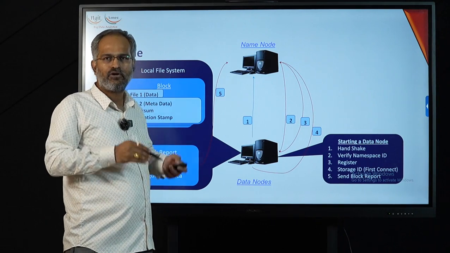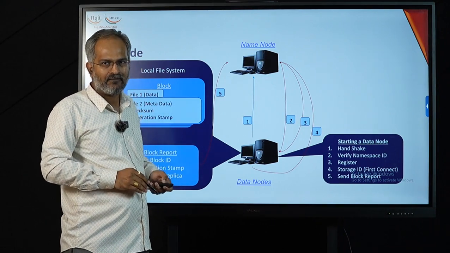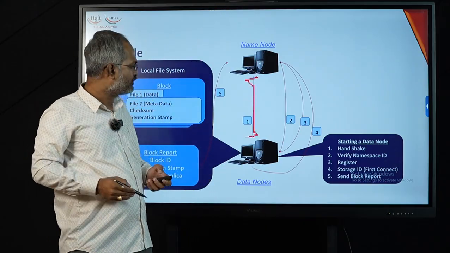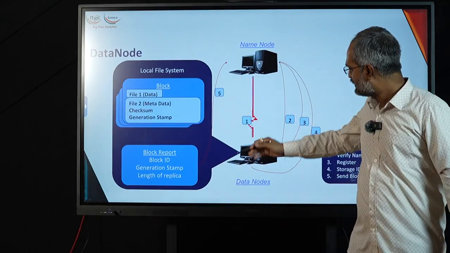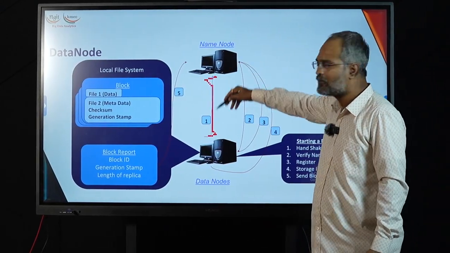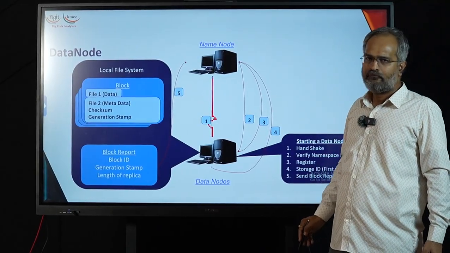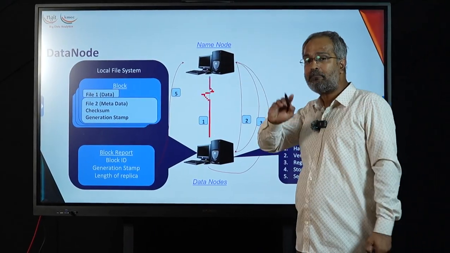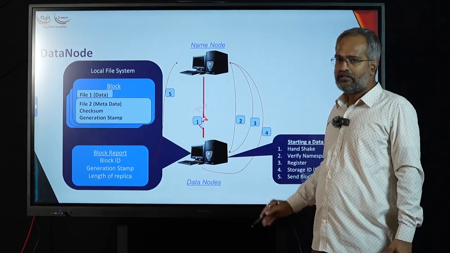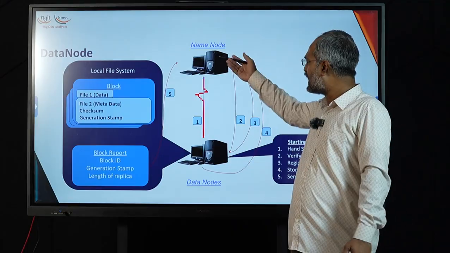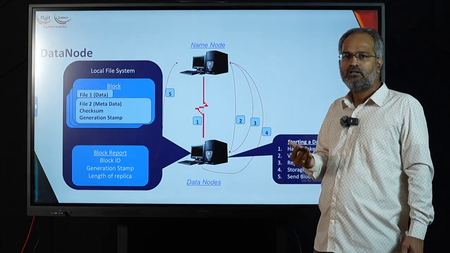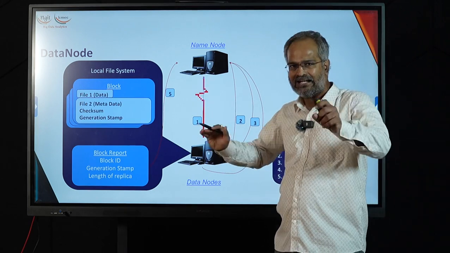Now once the data node is connected to the name node and started, then it has to communicate with the name node. How can it communicate with the name node? That is by using the heartbeat. So every 3 seconds, the data node will send the heartbeat to the name node. The name node will wait for 10 minutes for a heartbeat from each and every data node. After 10 minutes, if it is not getting the heartbeat from any data node, that data node will be considered dead.